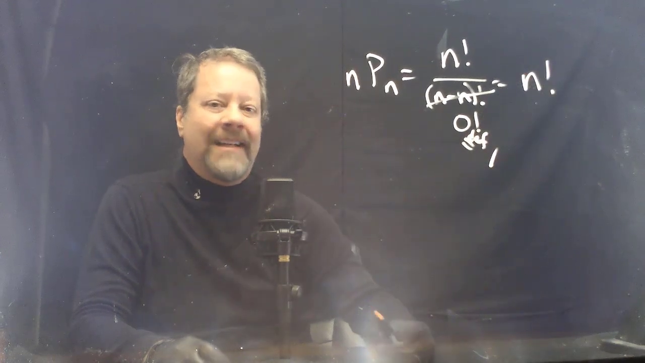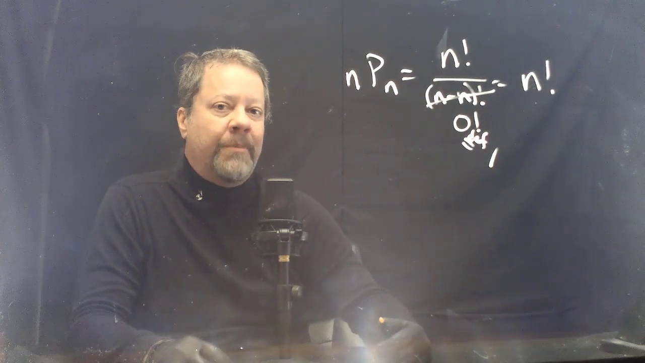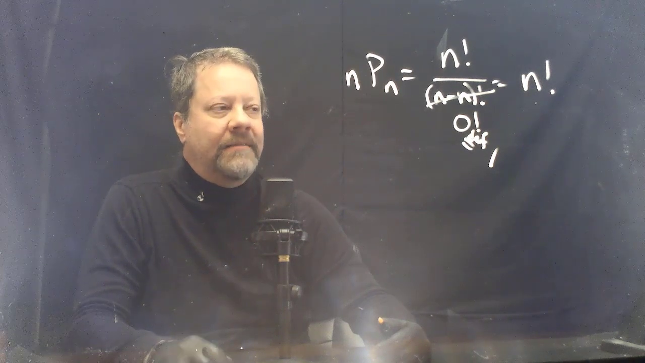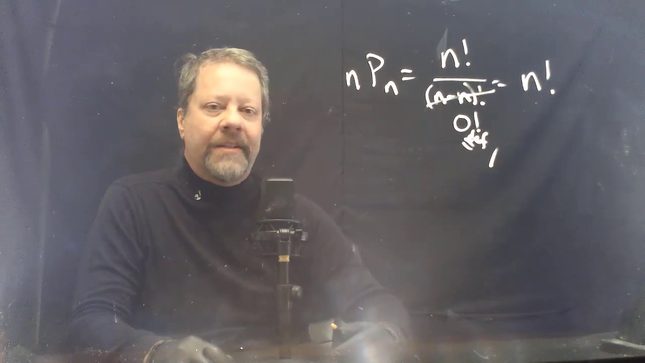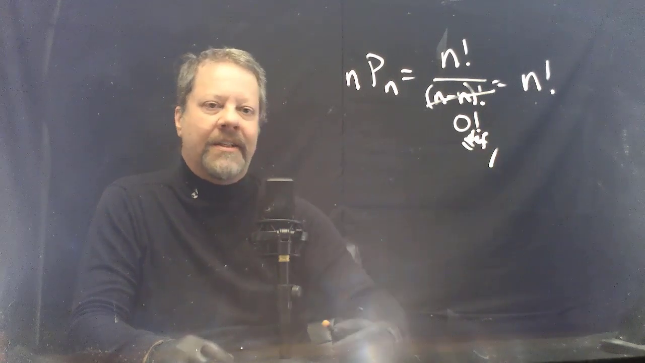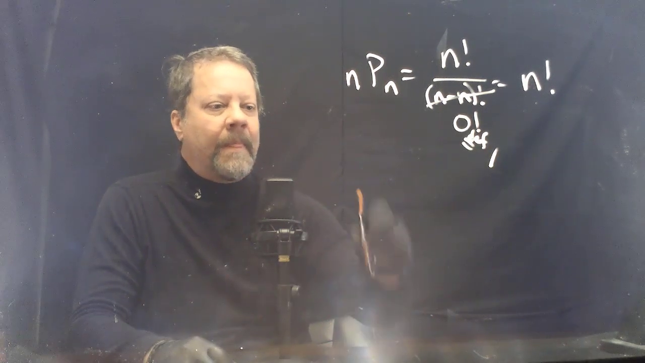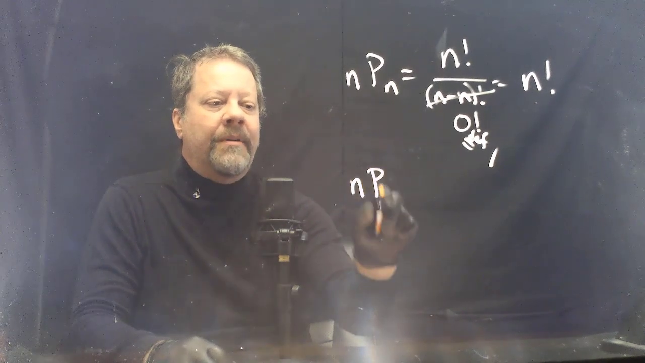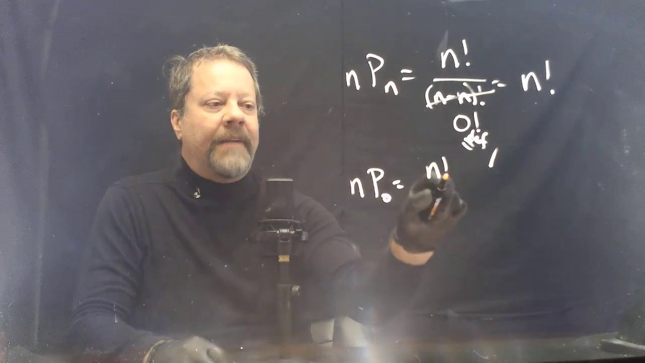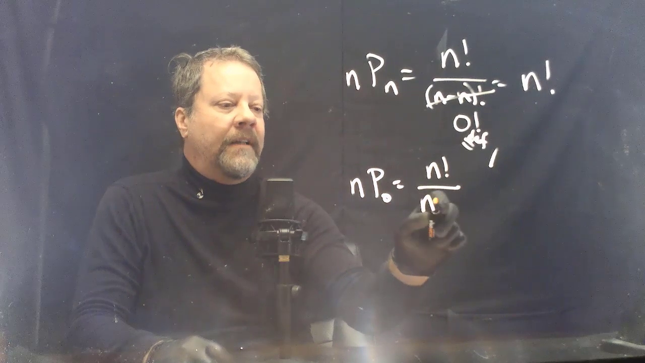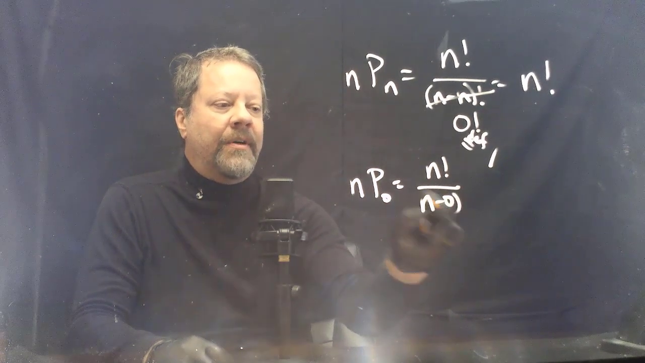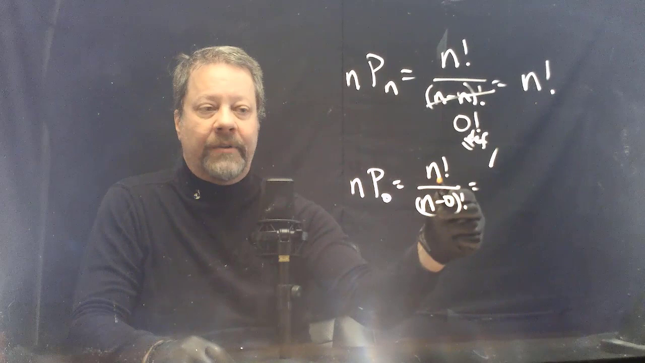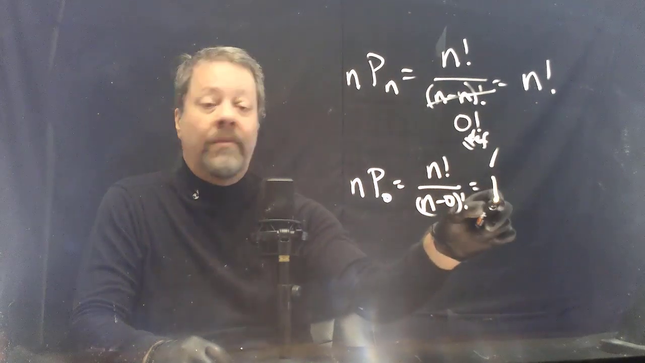So if you have n objects and you're counting the number of permutations of those n, all of the n, there are going to be n factorial ways of doing that. You can also arrive at this number by the fundamental counting principle. What if I have n permute 0? That's n factorial over n minus 0 factorial, or n factorial over n factorial, which is 1. So there's only one way to select no objects from a collection of n, and that's by collecting no objects.